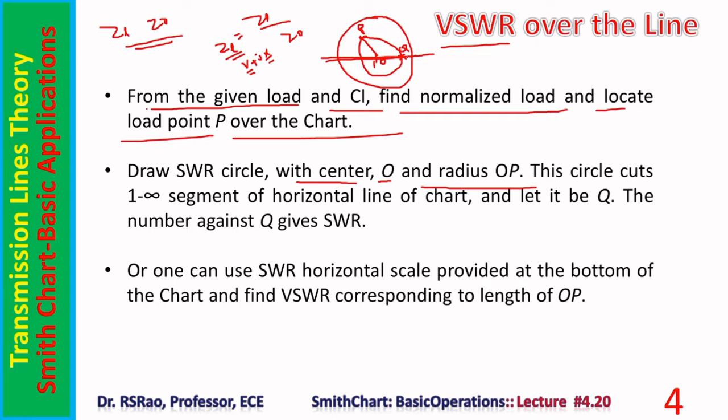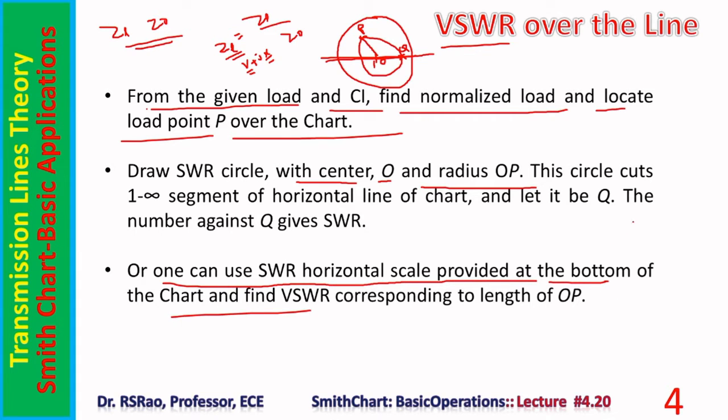Against this point Q, one can find a number. It is usually more than 1. That number is SWR, SWR over the line. It is the one that is required for us. Or one can use the SWR horizontal scale provided at the bottom of the chart.